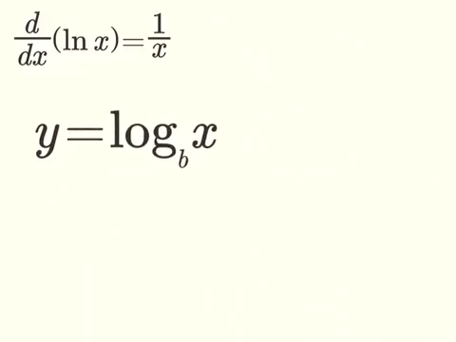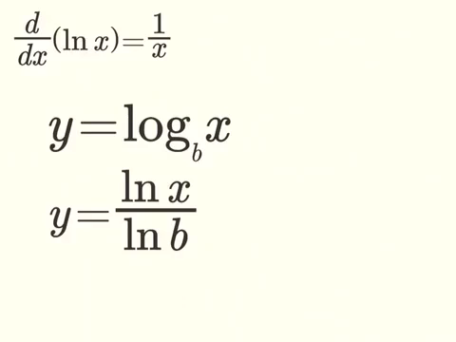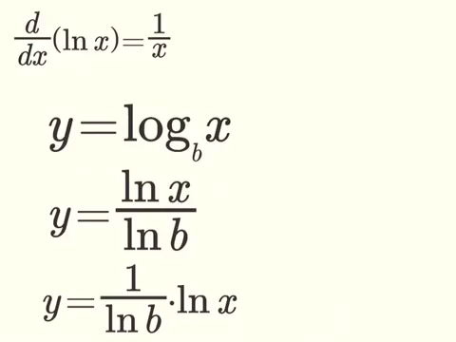to rewrite y equals the log base b of x using the change of base formula, rewriting it as the natural log of x divided by the natural log of b, which we can then use algebra to write as 1 over the natural log of b times the natural log of x. This is convenient because 1 over the natural log of b is a constant. So we have a constant times the natural log of x.